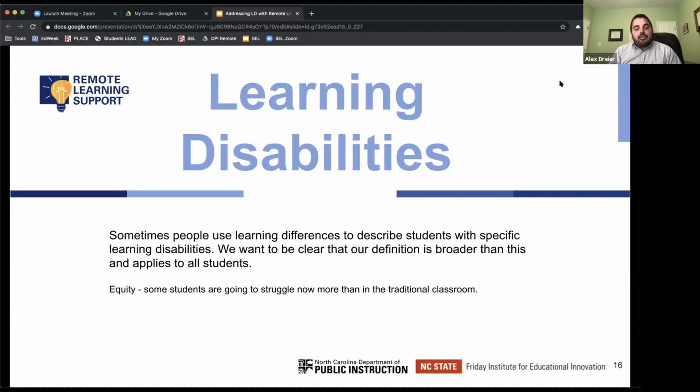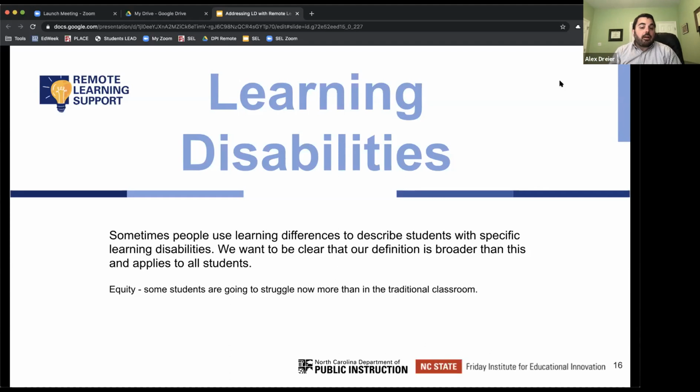And I think, again, when I talked about it earlier, I referred to the fact that some of these divides and these gaps can unintentionally become exacerbated during a time like this. So we really want to have equity at the forefront of our mind, and think about who are the students who might actually struggle more in this remote environment than in a traditional classroom. And that can be for any number of reasons.